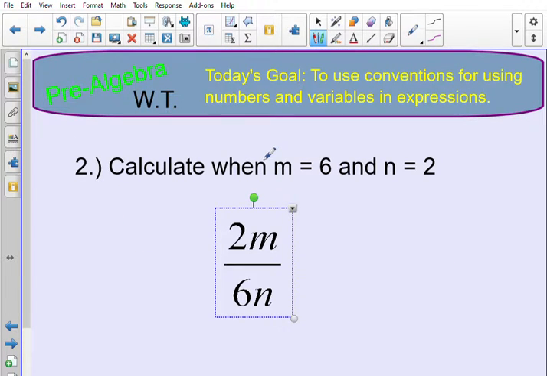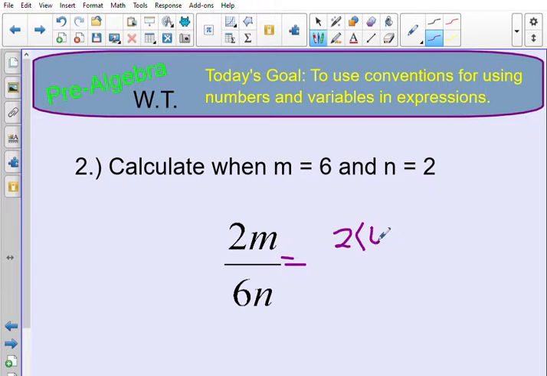Again, we're going to pause for about a minute. I need you to finish this problem as quickly as possible, so you can pause the video now. And then looking at this one, we're plugging in the 6 for the m. So it's 2 times 6 over 6 times, and the n value was 2.